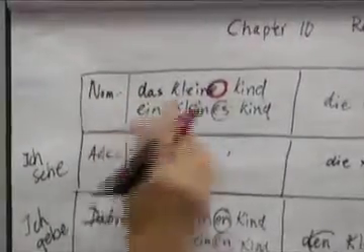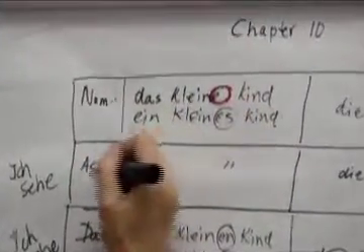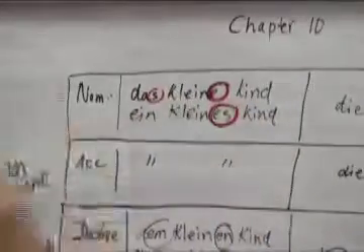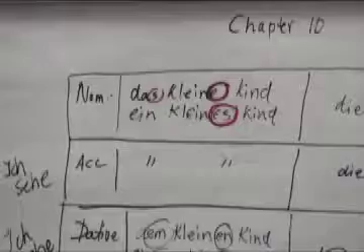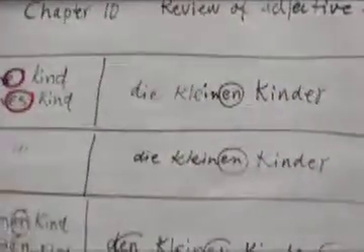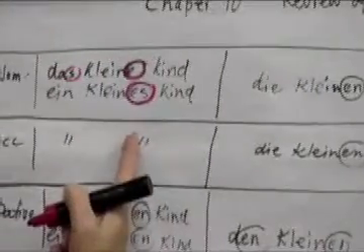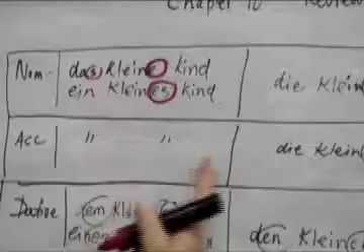Das changes to ein. Since we don't know whether ein is a der or das word, we have to borrow the es from das and stick it on the adjective. In the plural, it's die kleinen Kinder, en. Accusative is the same as the nominative, das kleine Kind oder ein kleines Kind.